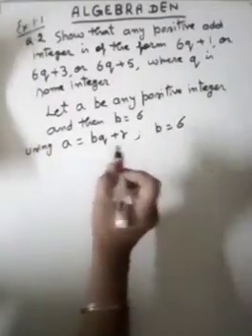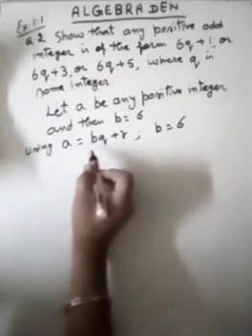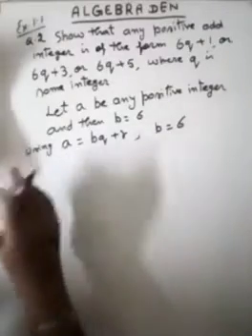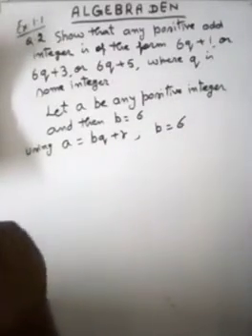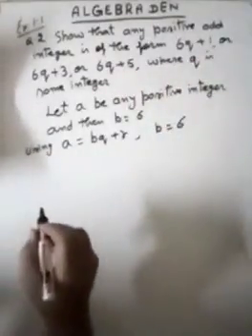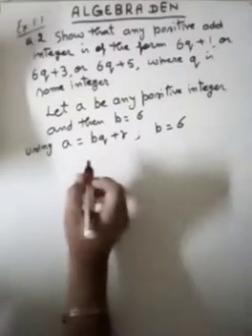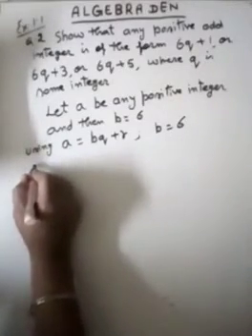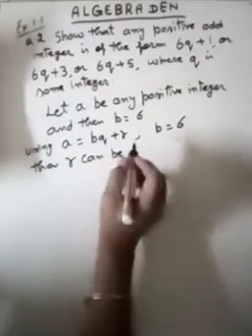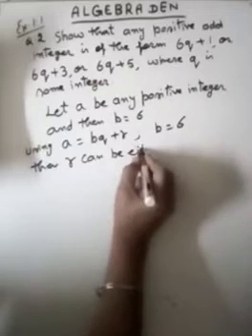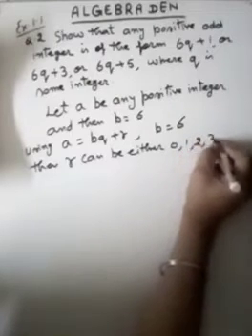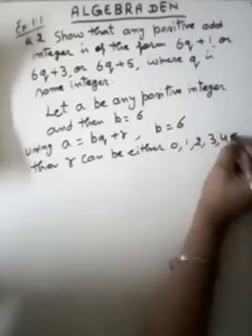If B is 6, that means A is an integer which is divided by B, and Q is the number of times that B goes into A. We have to find that a positive odd integer will be in this form, which is given in the question. Now, when B, that is the divisor, is 6, then R, that is the remainder, can be either 0 or 1 or 2 or 3 or 4 or 5.